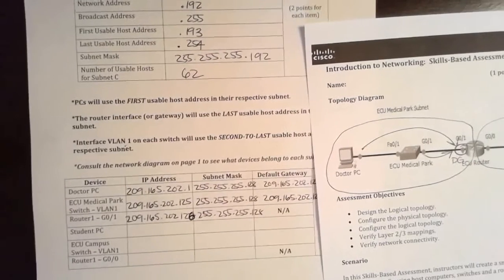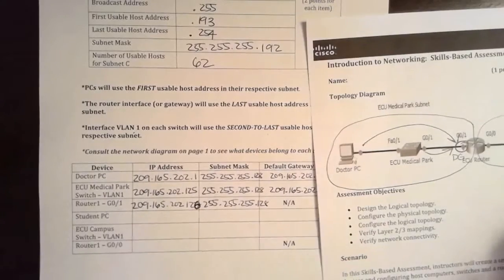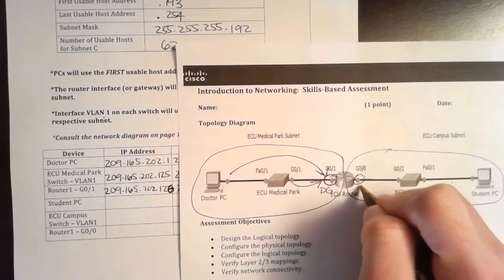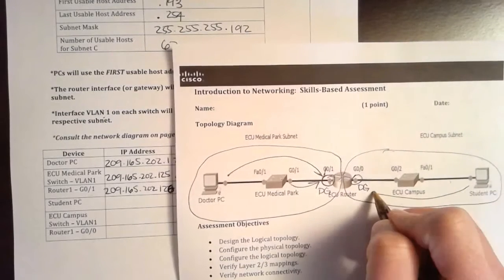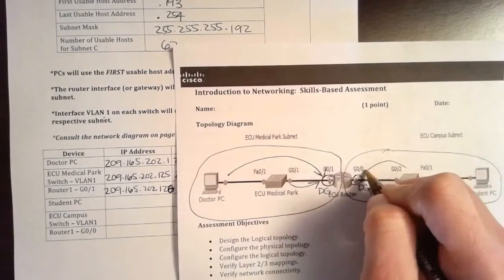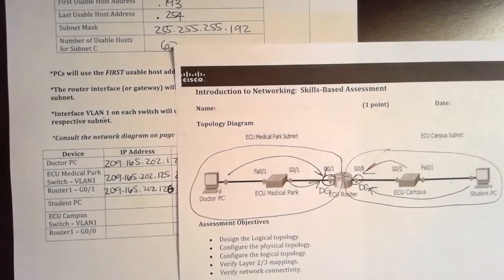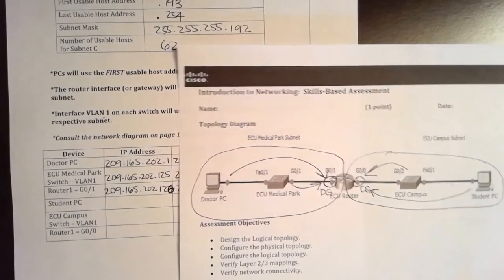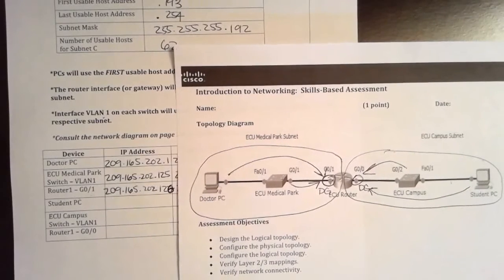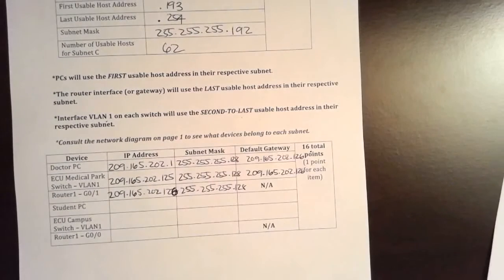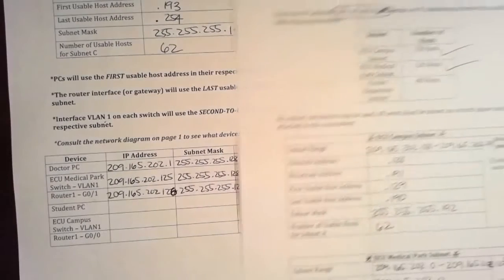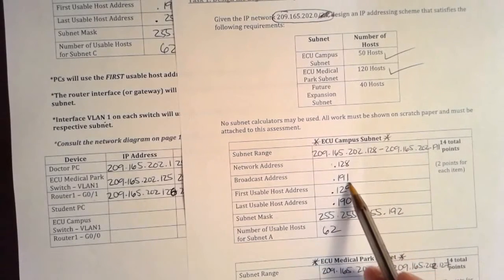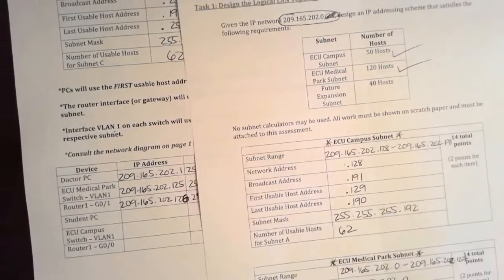Now we're going to fill in the student PC, which is on the other side over here, so it's going to be a little bit harder to split it. But remember, this is the default gateway for all addresses in this bubble. It has to come through that side of the router to get to the other side of the router, so it has to know how to get out of its bubble, essentially. The student PC is going to use the first usable address in the ECU Campus subnet, so the first usable is .129.